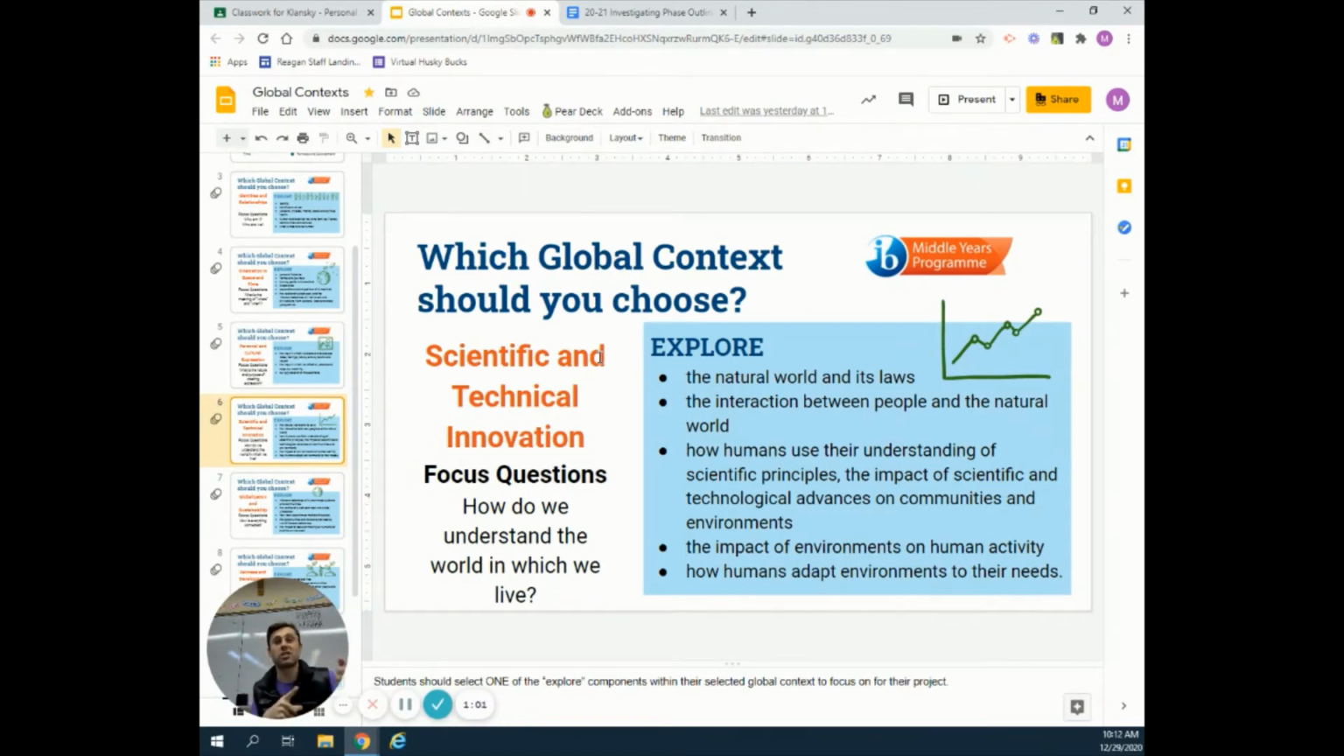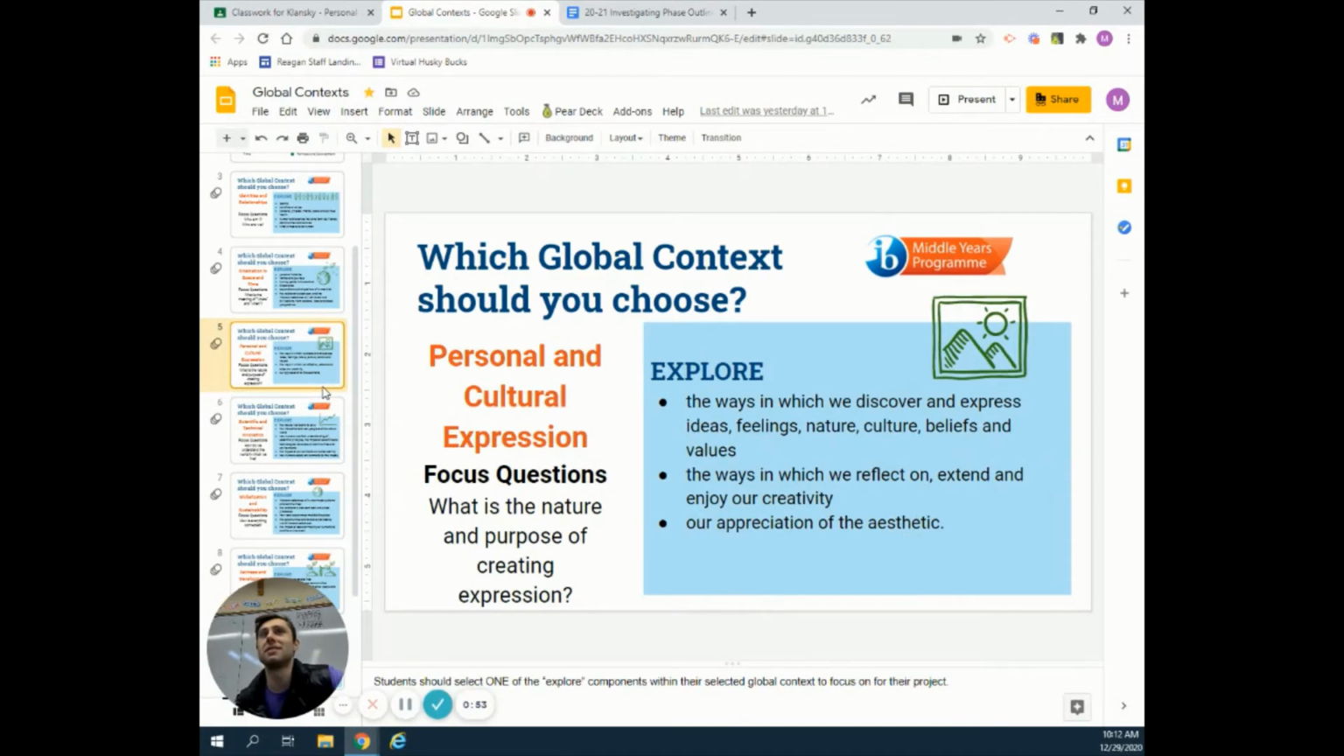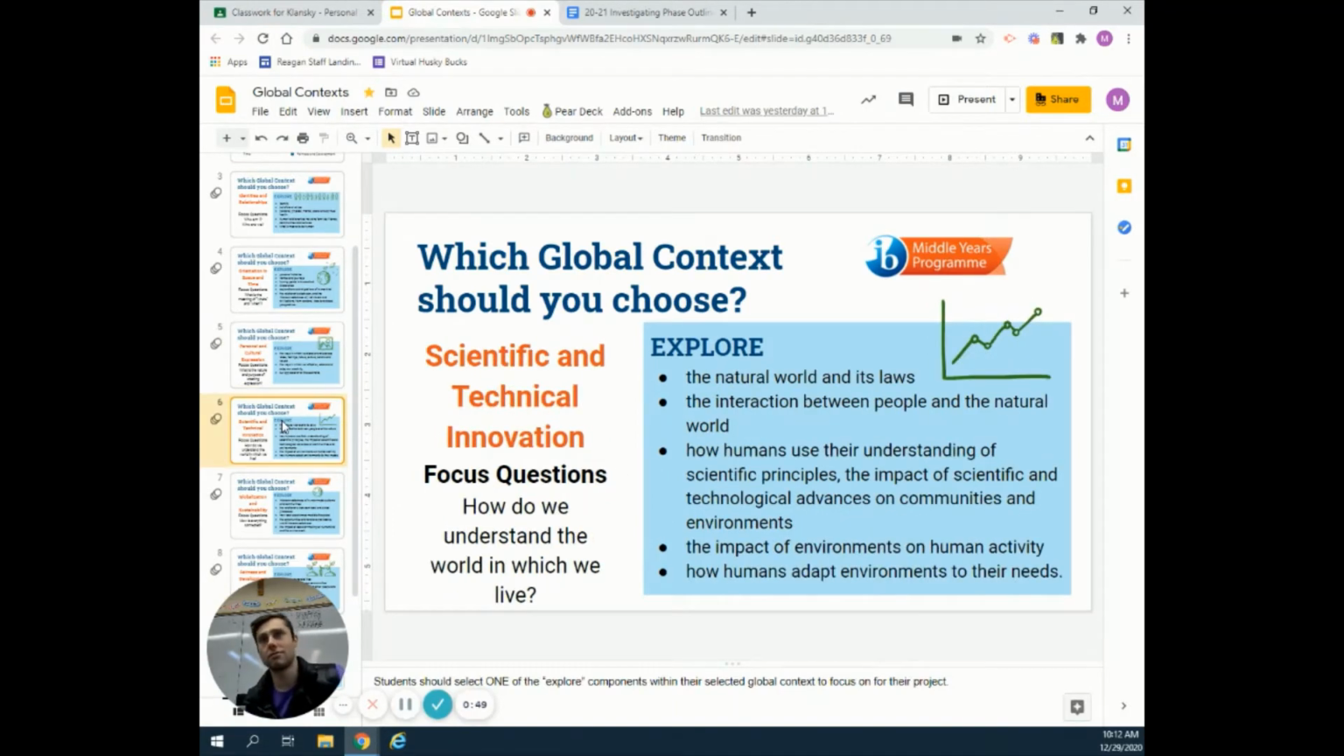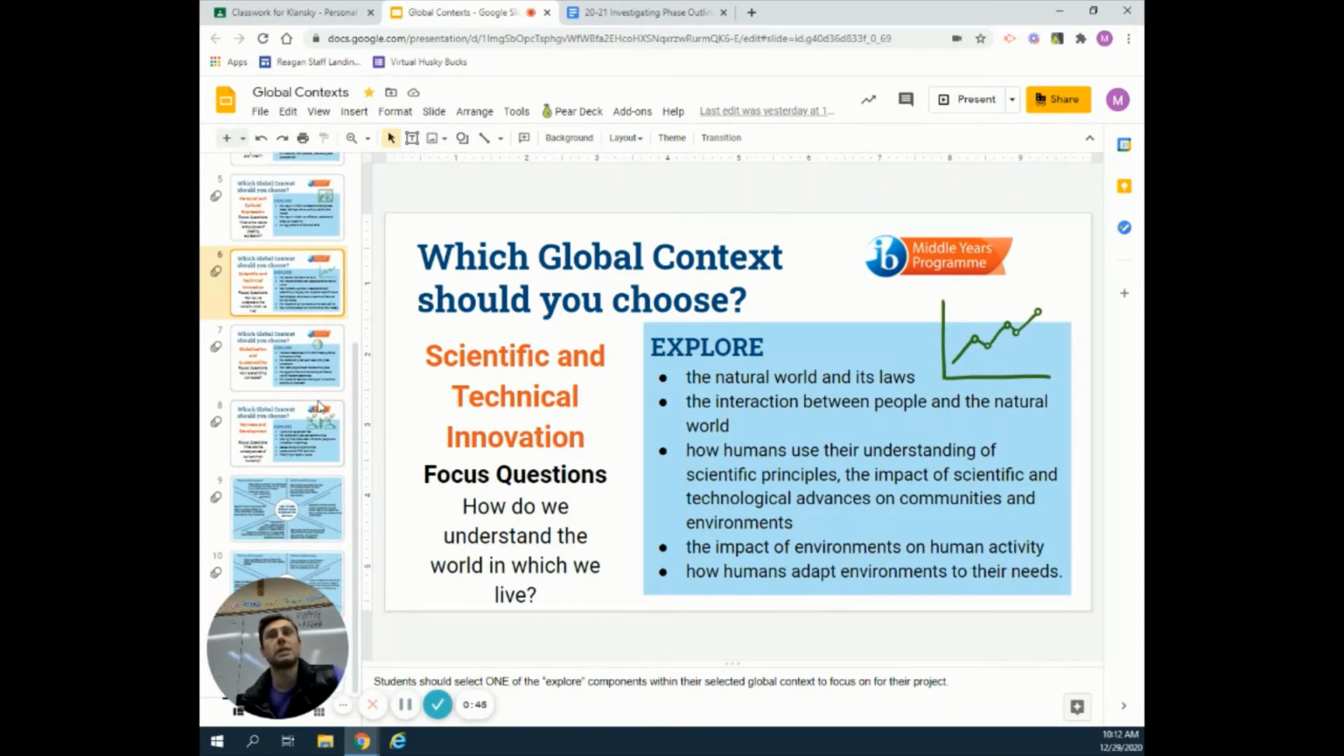If it's more about expressing yourself through something scientific, like you're going to code a video game that expresses your beliefs, then maybe it's going to be more on the cultural side, if it's about expressing it. Scientific and technological innovation is if it's about you actually getting into the science and the details of it.